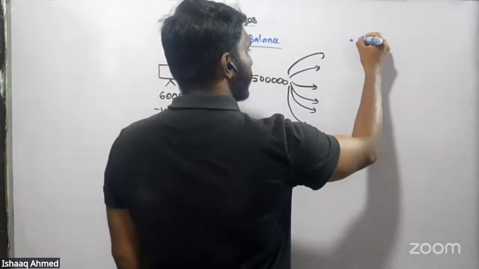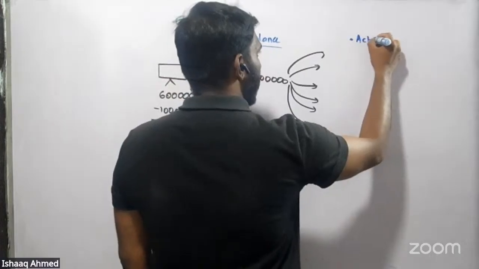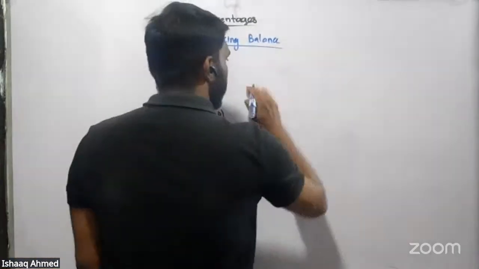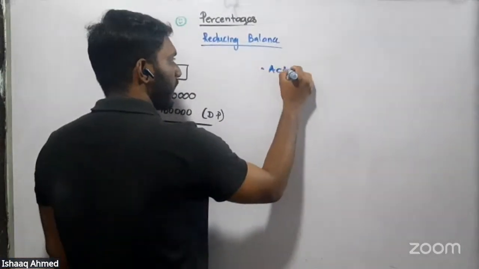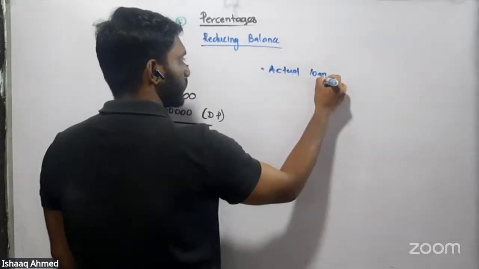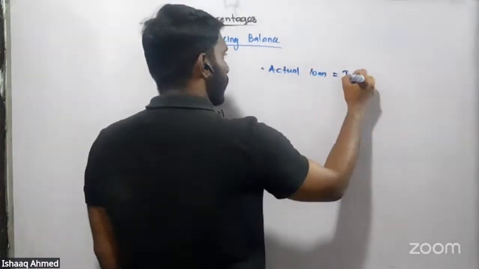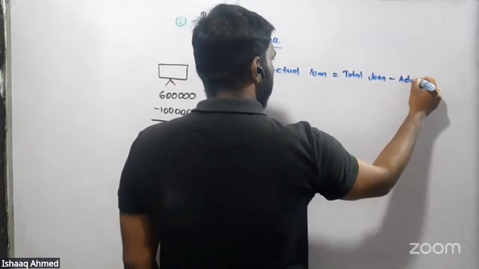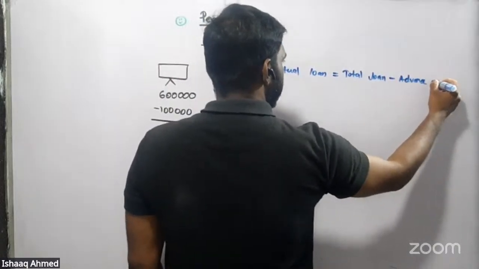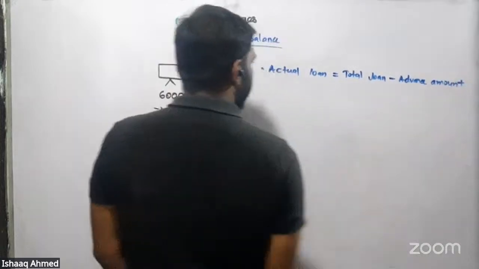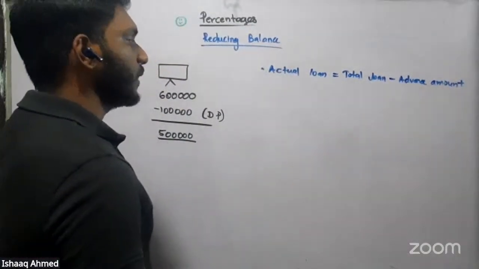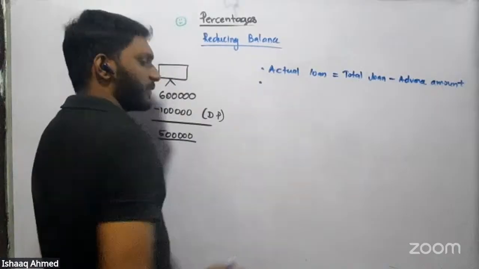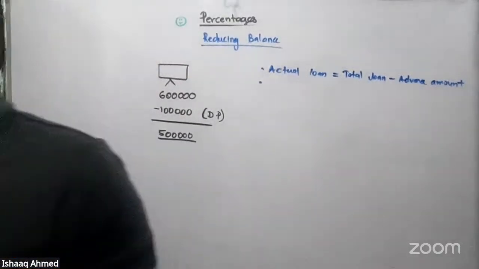First of all, you always calculate the actual loan. In a space, I'll write like here. You always calculate the actual loan. That is total loan minus advance amount or down payment. We can use whatever word we want. Okay. Then I will write the example, or I'll write the formulas first now. First of all, you calculate the actual loan.